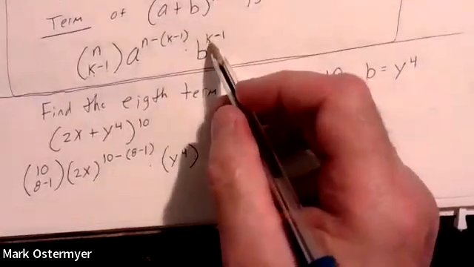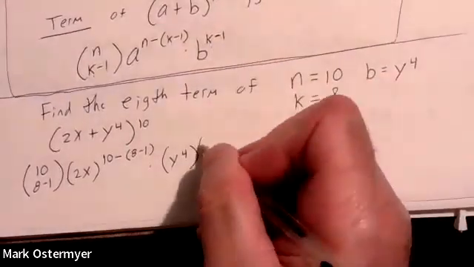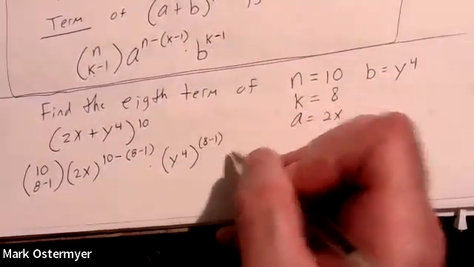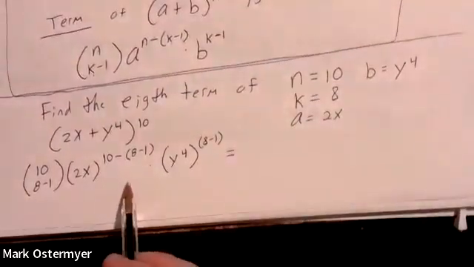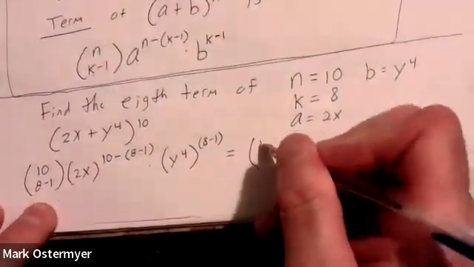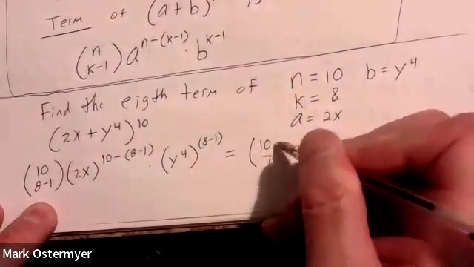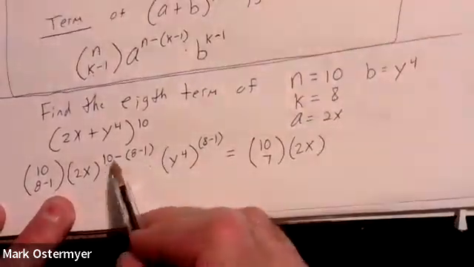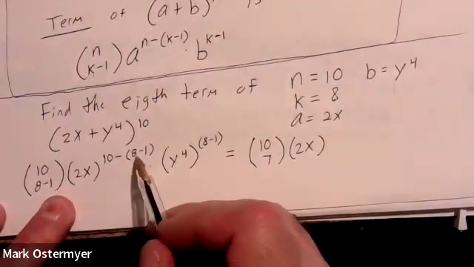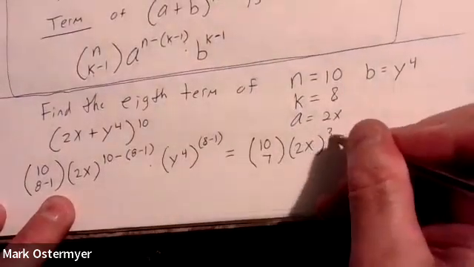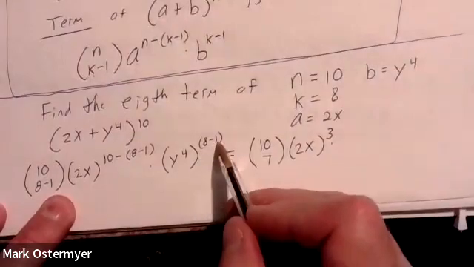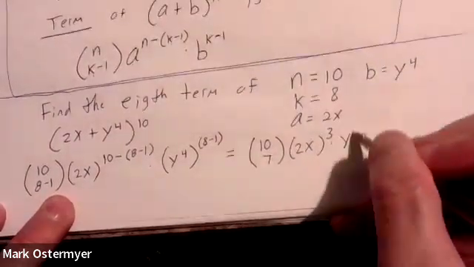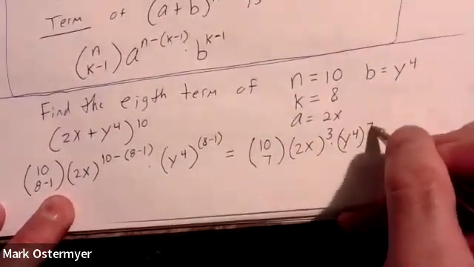Raised to the k minus 1 power, which is to say 8 minus 1 power. And there you go. That's going to be your 8th term. So we're really going to have 10 choose 7 times 2x raised to the, what's this, 10 minus 7 power? 10 minus 7 is 3. 8 minus 1 is 7. Y to the 4th to the 7th power.